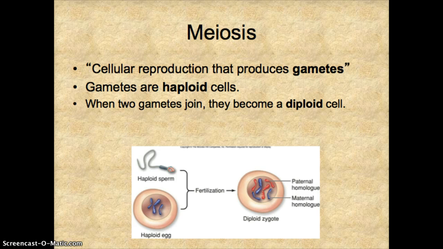Gametes are different from the other cells of the body because they are haploid, meaning they have only one set of chromosomes. Mom's chromosomes if it's egg, dad's chromosomes if it's sperm. When the two gametes join during fertilization, they will become a diploid cell. That diploid cell is also known as a zygote. Keep in mind that because they are diploid, we now have homologous pairs of chromosomes.